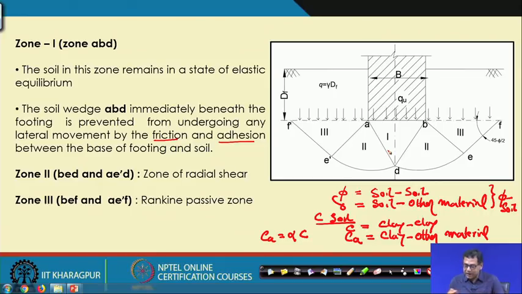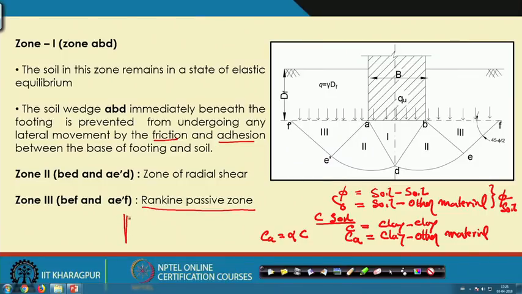One is the zone of radial shear, zone 2, and the other is the Rankine passive zone, zone 3. Now, why is it called the passive zone? When I discuss the earth pressure theory, I will discuss it in detail. But for today's class, you should just know that there are three types of earth pressure: the active earth pressure, the earth pressure at rest, and the passive earth pressure.